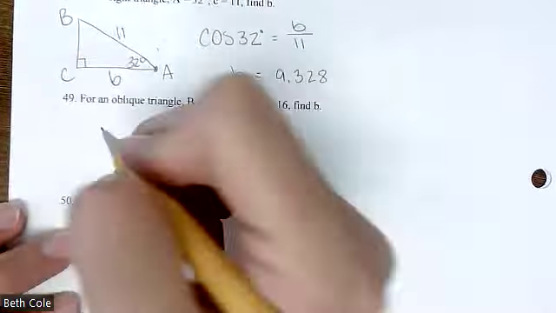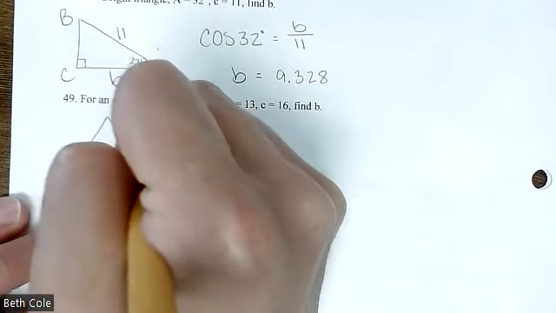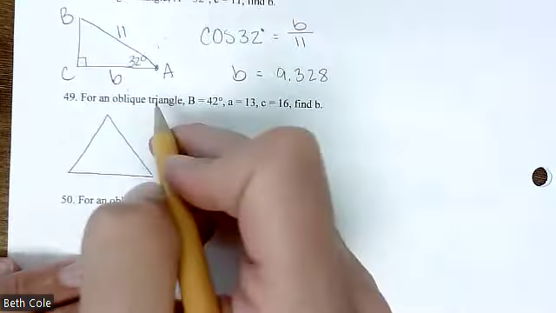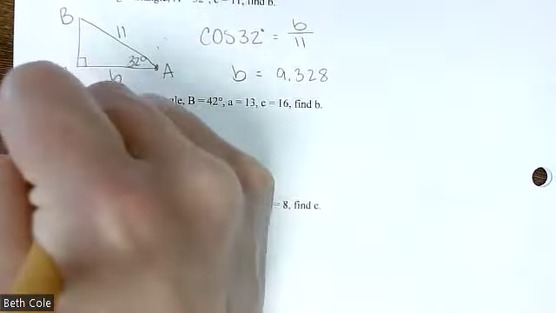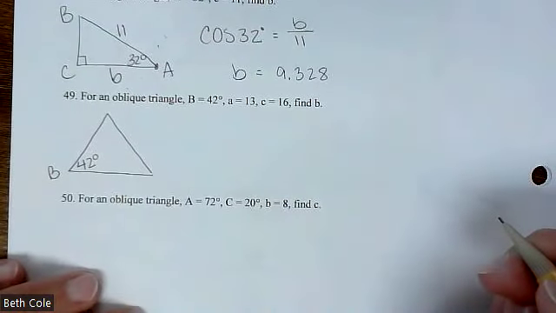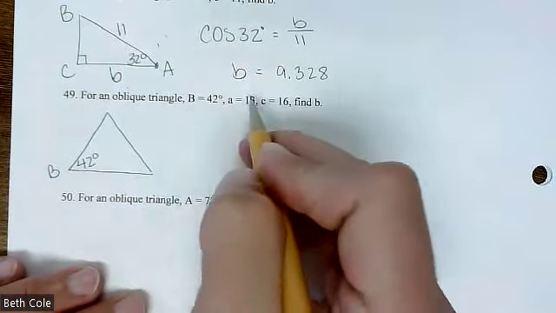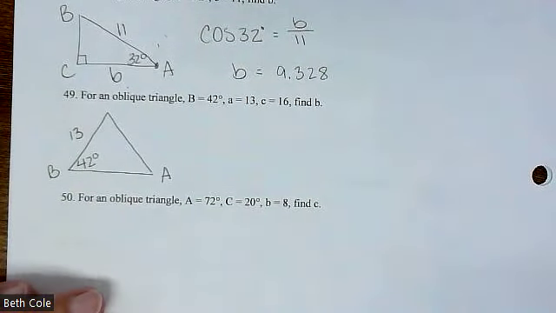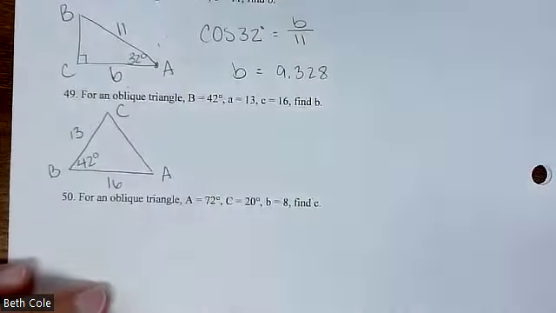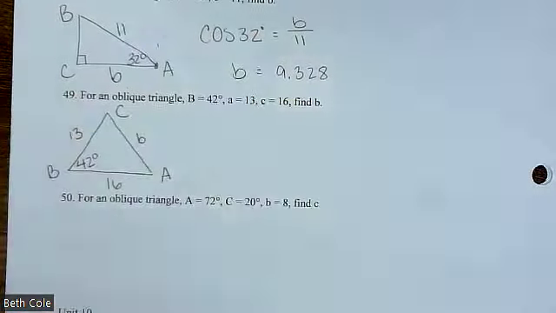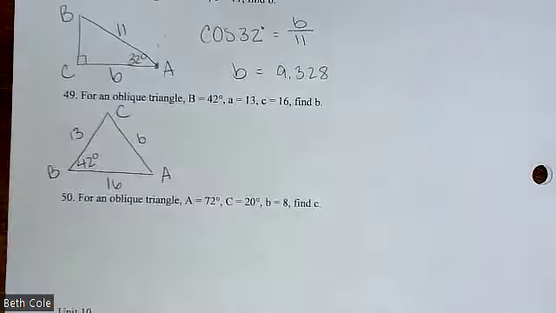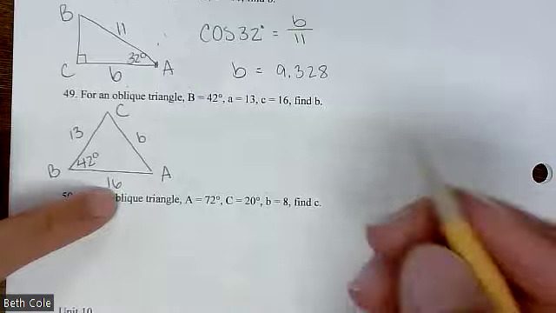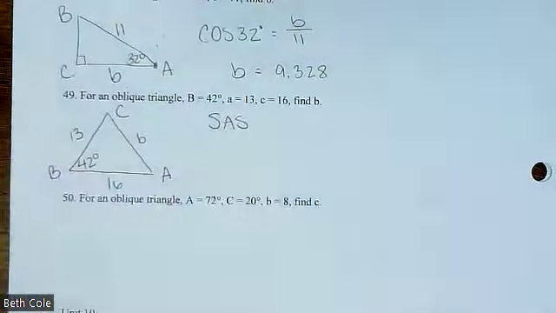All right, an oblique triangle just means it's not a right triangle. So I told you to just draw them like that because it's not going to be to scale anyway. Angle B is 42. Start at the bottom left. Little a is 13. So I'm going to put that there. And then little c is 16. Find B. What is our angle and side pattern? Side, angle, side. Do you remember if that's law of sines or cosines?